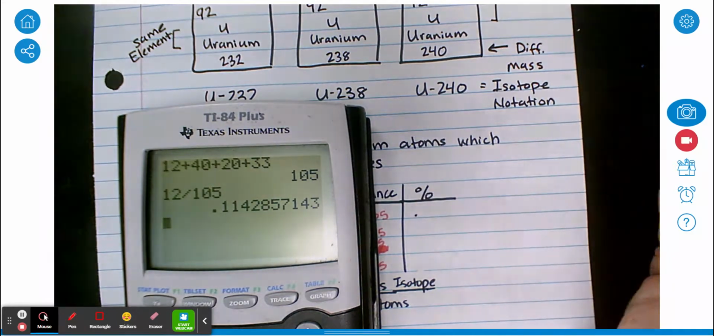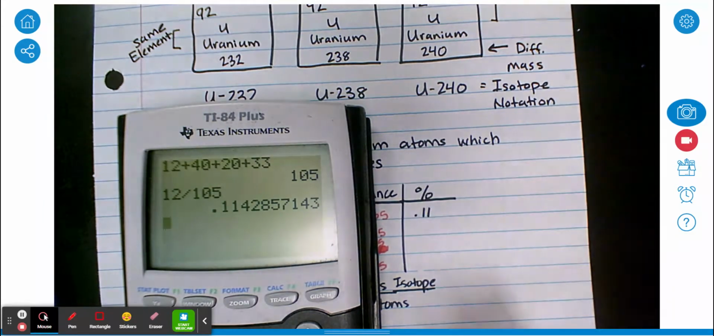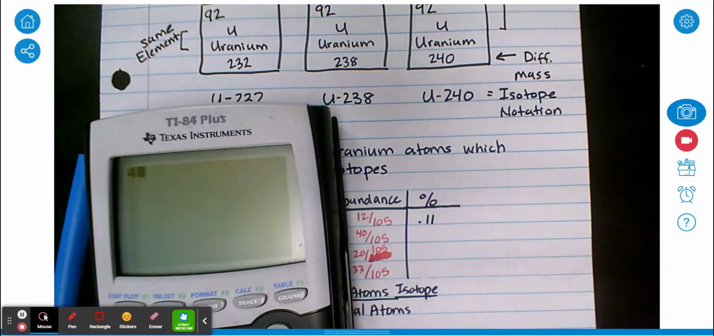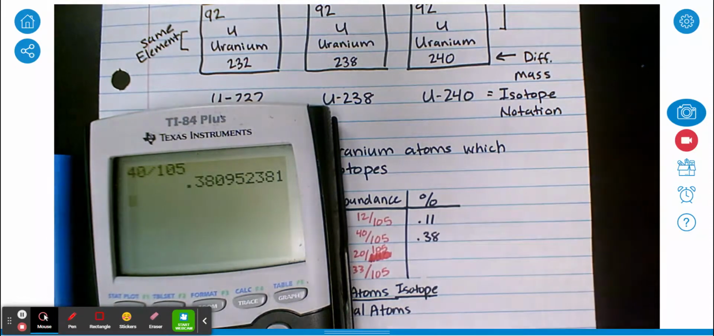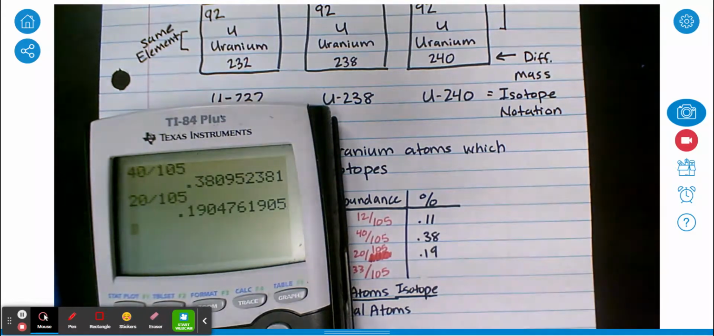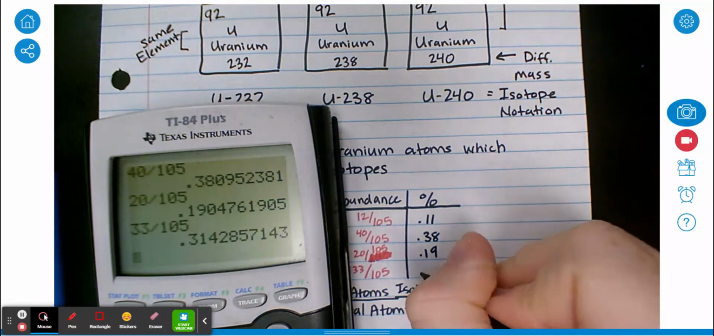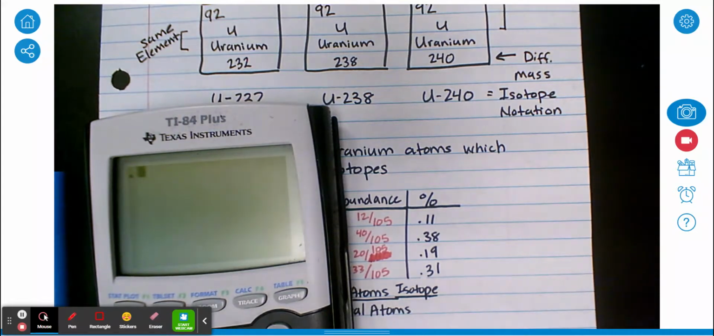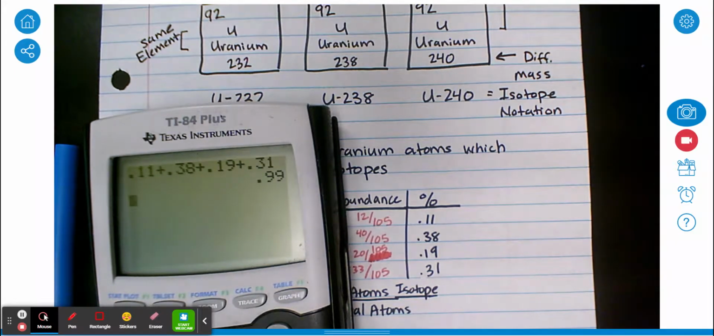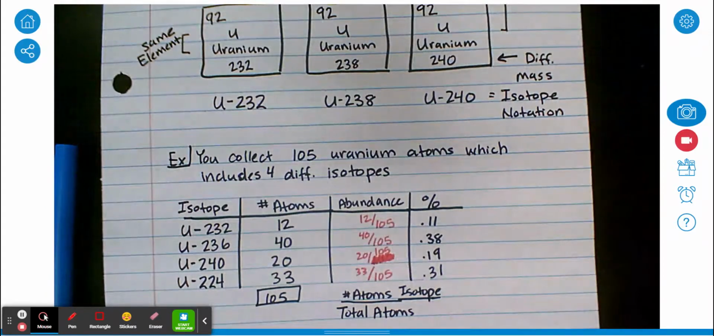And I am actually going to keep my percent as a decimal. So I have 0.11 here, 0.38 here, 0.19 here, and 0.31 here. Now, you should always double check yourselves. These are percentages. They should add up to 100. So 0.11 plus 0.38 plus 0.19 plus 0.31 is 0.99. So with rounding, I am near my 100 percent for abundance.